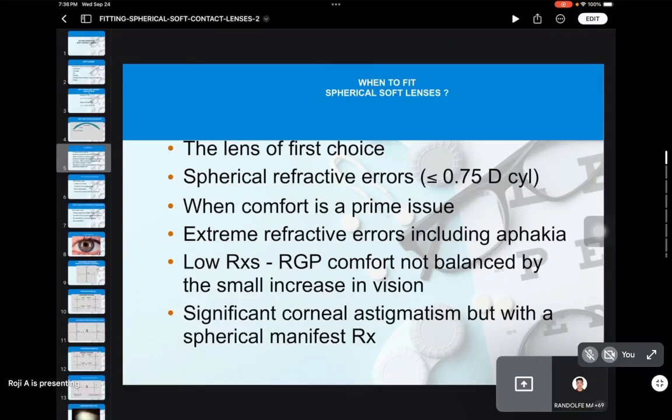Next is the plus lens power, of course, because the plus lens loses its power. Plus, of course, extreme refractive error, including, as I've mentioned, aphakia, low Rx RGP comfort not balanced by too small an increase in vision, wherein, of course, as you will be experiencing next sem, RGP, even though it's a case to case basis, is still not as comfortable as soft contact lens. Significant corneal astigmatism, but with a spherical manifest.